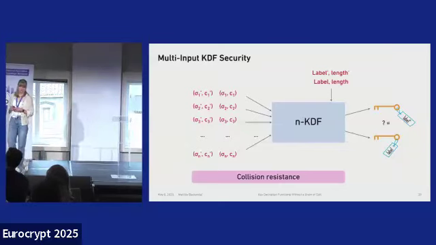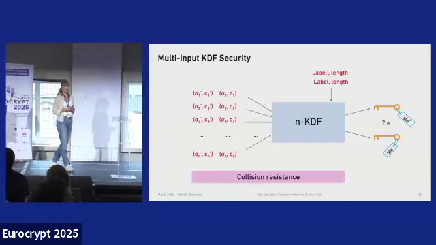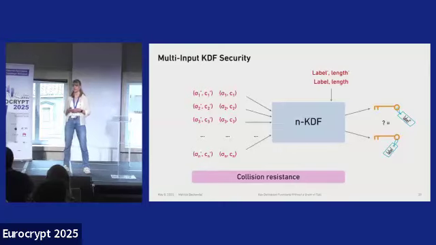But I also want to mention that we have an entirely separate security notion, which covers collision resistance of NKDFs. So here, the adversary gets to provide two sets of inputs to the KDF, including label and length, and these have to differ in at least one position. And if they do, the adversary wins if it can produce two output keys that collide.